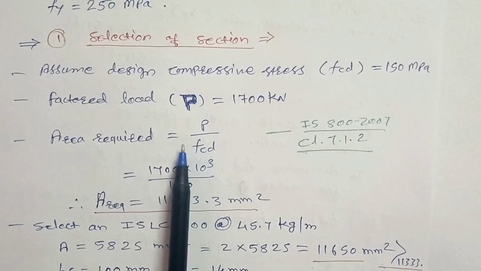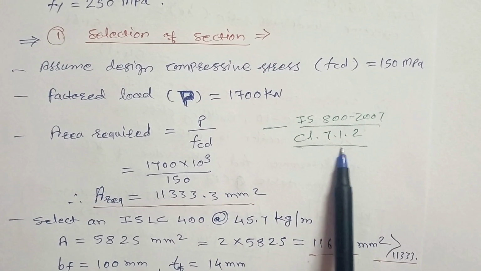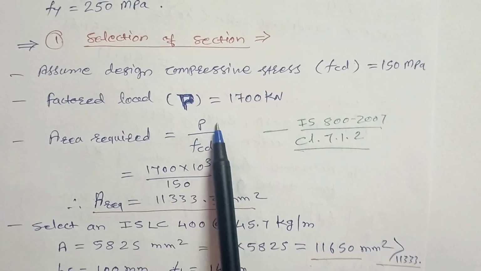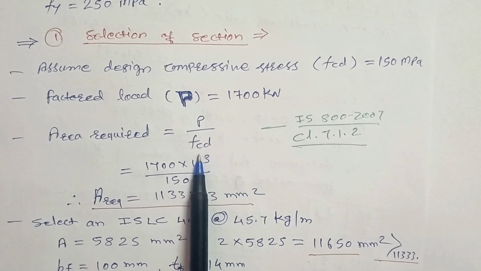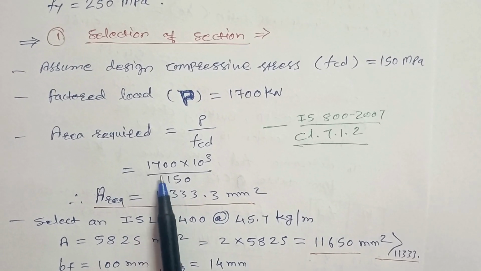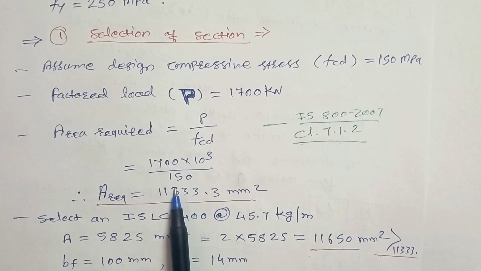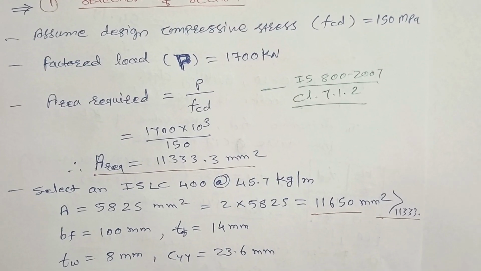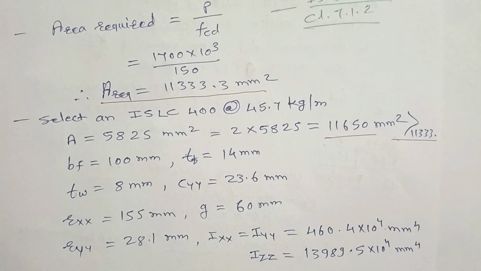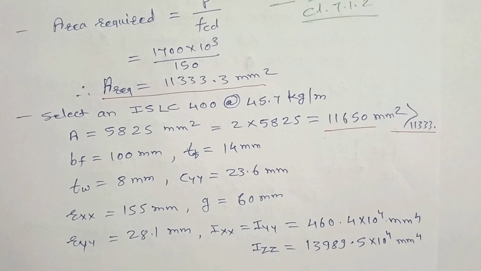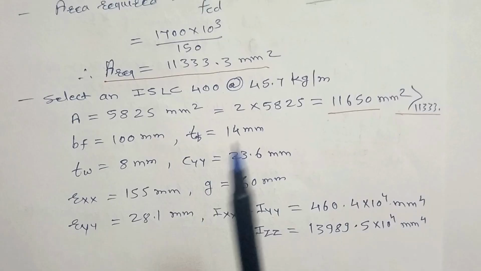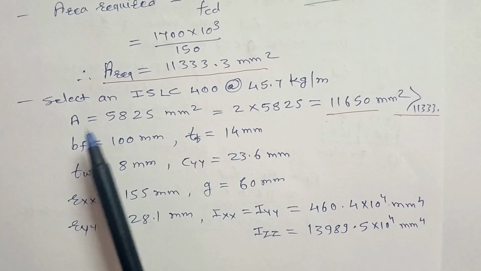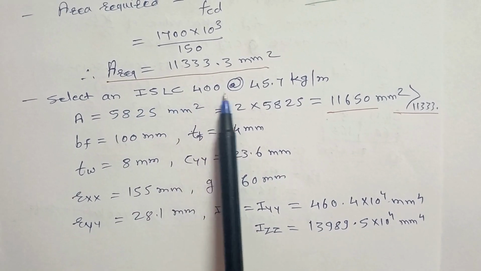From the formula given in clause number 7.1.2 of IS 800, we have to calculate the area required, that is load upon compressive stress. So 1700 is our factored load, divided by 150 FCD. So area required we have calculated. After that we have to select a channel section from the steel table such that its area should be greater than the area required. So we have selected ISLC 400.